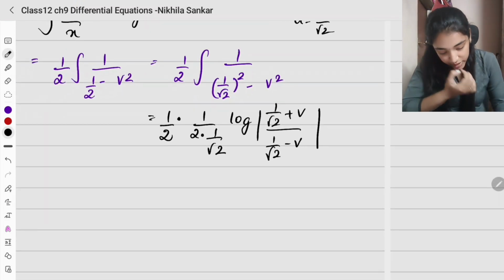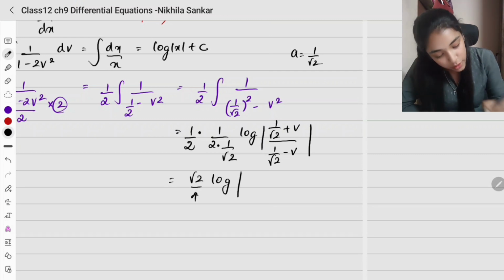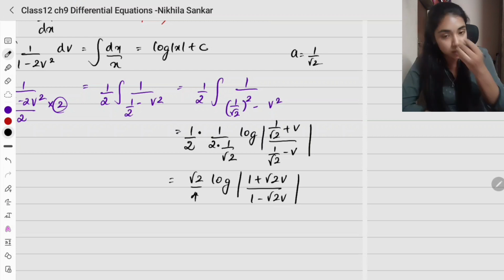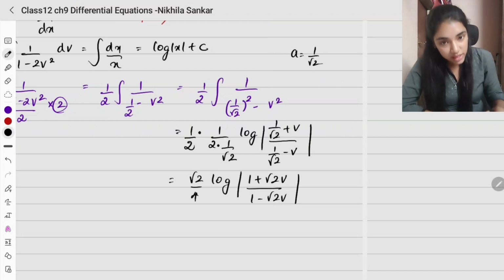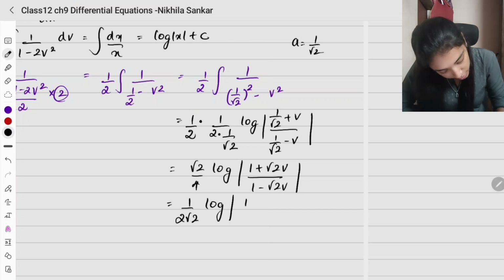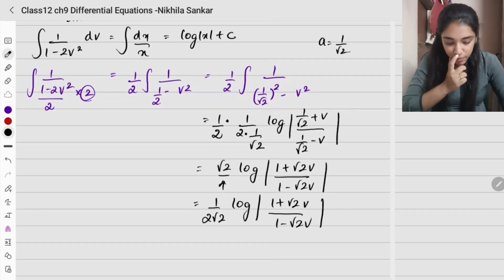Okay, so இப்போ இந்த இடத்துல என்ன கிடைக்க போகுது? I'll have root 2 goes to the numerator. So I'll be left with root 2 divided by 4 log of root 2, நான் LCM எடுக்க போறேன் காமனா. So I have 1 plus root 2v divided by 1 minus root 2v. The root 2 in the denominator gets cancelled. Okay, so now இந்த இடத்துல root 2 4 cancel ஆச்சுன்னா I'll be left with 2 root 2. So 1 by 2 root 2 log of 1 plus root 2v divided by 1 minus root 2v. So this is my left hand side. Right hand side log mod x plus c இருக்கு.